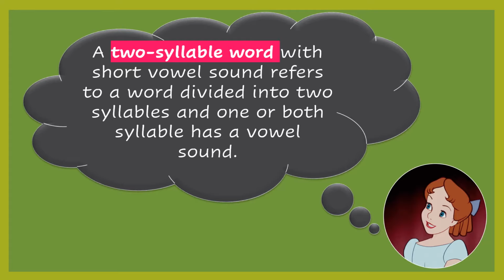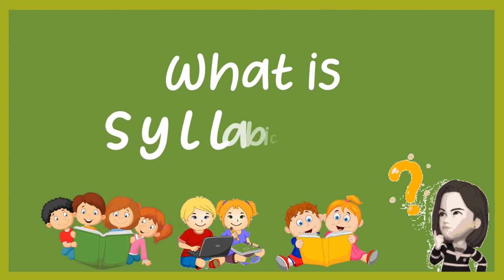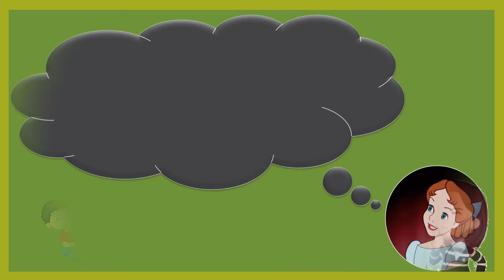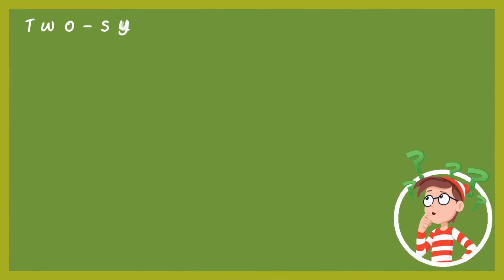To read the long words easily, we use syllabication. And what is syllabication? Syllabication is to divide the words into small parts called syllables. Now I'm going to give you examples of two-syllable words and take a look at how to syllabicate them.